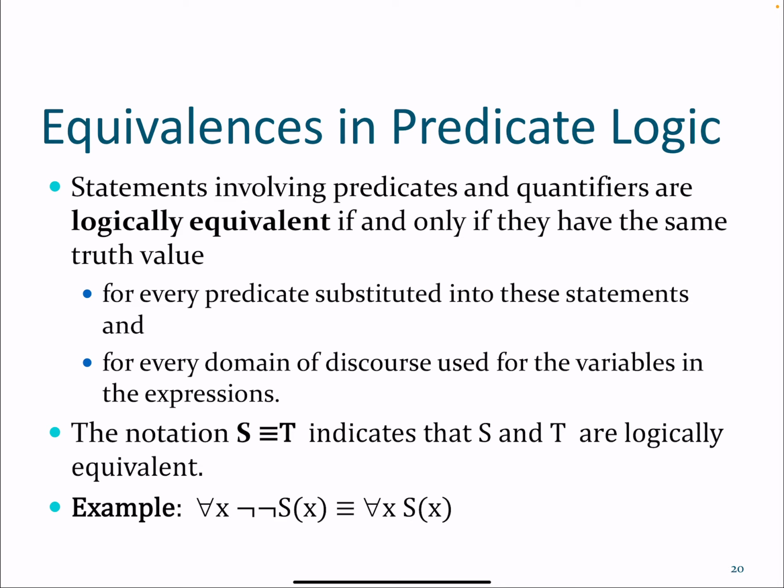How do we define equivalence in predicate logic? Statements involving predicates and quantifiers are logically equivalent if and only if they have the same truth value for every predicate substituted into the statement, and for every domain of discourse used for the variables in the expressions.